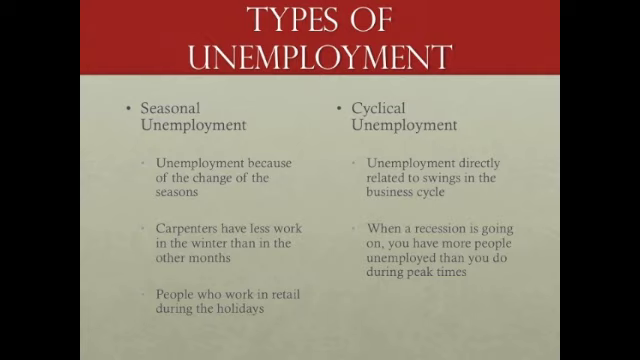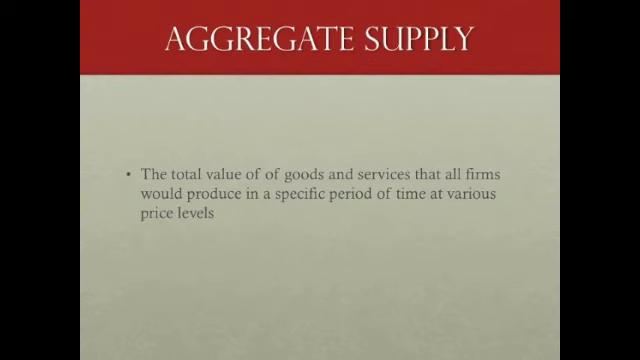The last type is called cyclical unemployment. It is unemployment directly related to swings in the business cycle. When a recession is going on, you have more people unemployed than you do during peak times. So when the economy is not doing well, you see a higher unemployment rate. This is cyclical unemployment. When it's doing better, you see a lower unemployment rate. Businesses can hire more people when they make more money, and as a result, unemployment goes down. But when they're forced to lay off people because they're not making money, you see an increase. Now remember, tomorrow we're going to look at the business cycle, and we'll show specifically where cyclical unemployment comes in. But just know it deals with the business cycle. During recession, you have less jobs than you do during times of expansion.